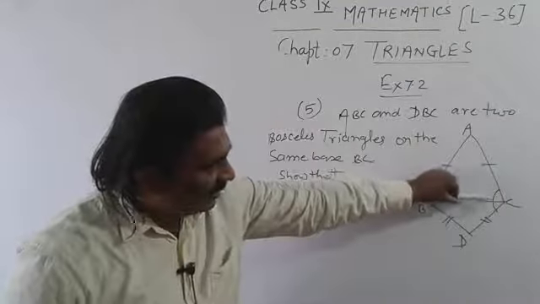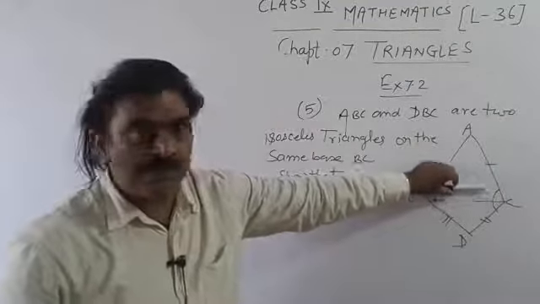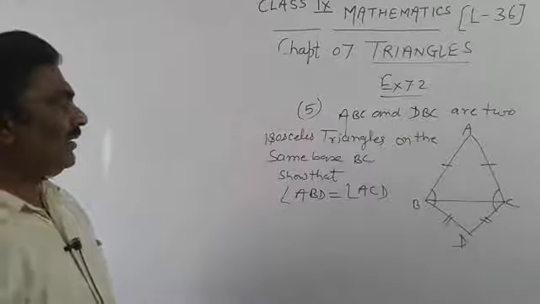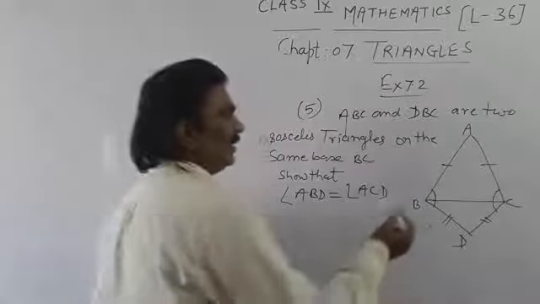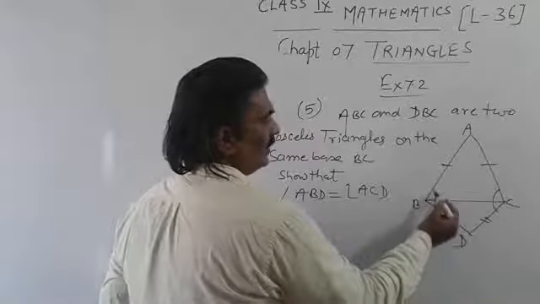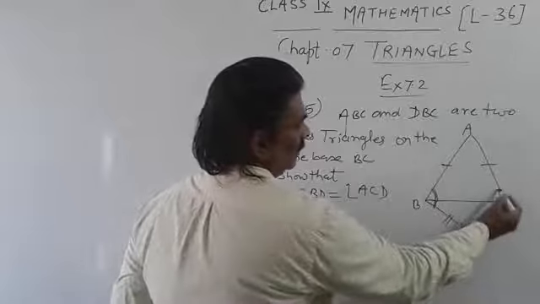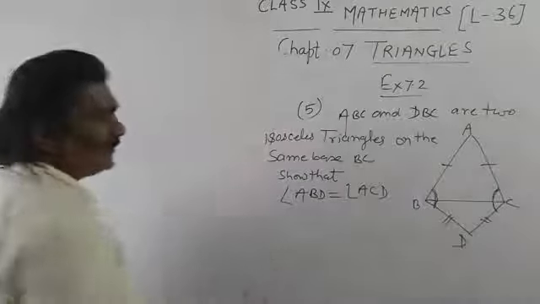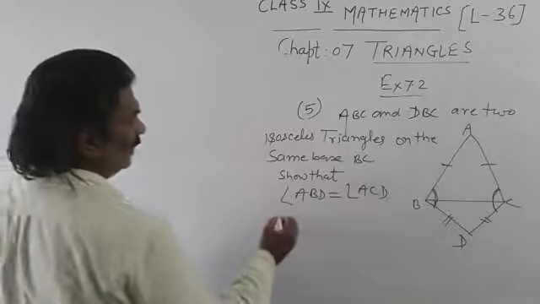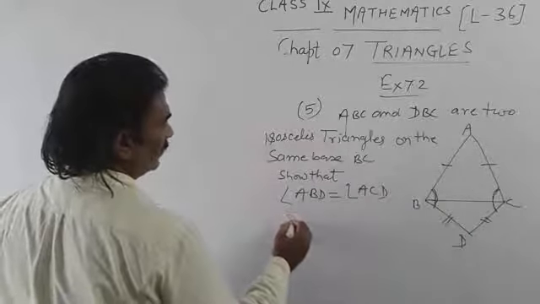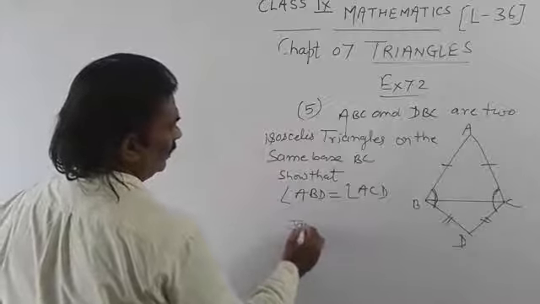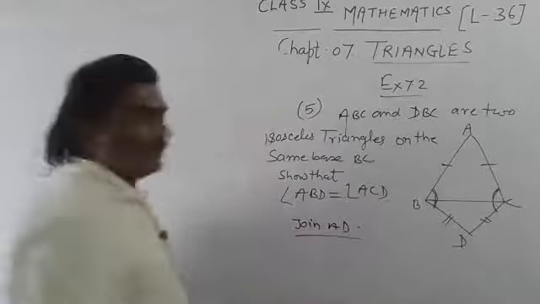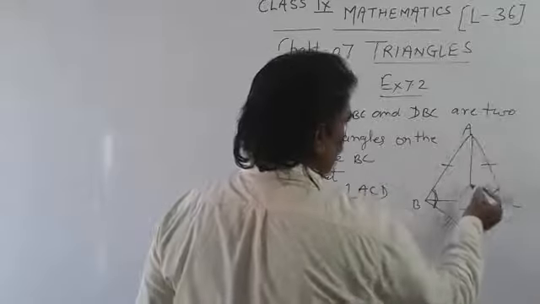आप देख सकते हैं, one triangle is above BC and the second is down on BC, and we have to show that angle ABD and angle ACD are both equal. ABD means this angle and ACD is that angle. So okay students, to prove these equal angles, we have to draw or join AD. हमें AD को ज्वाइन करना पड़ेगा, like that, join AD.